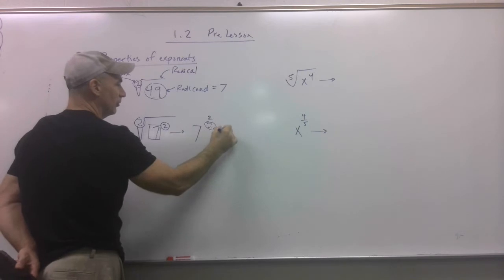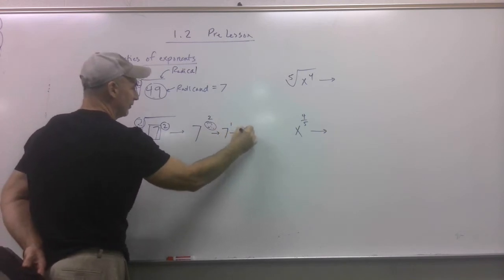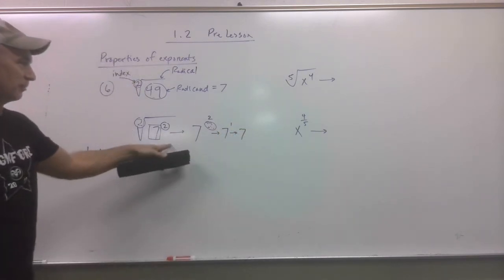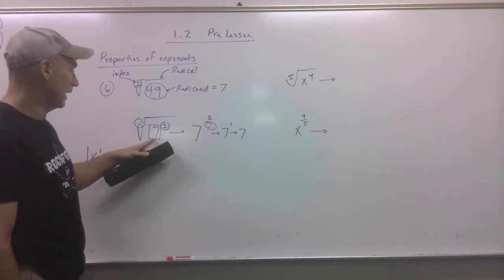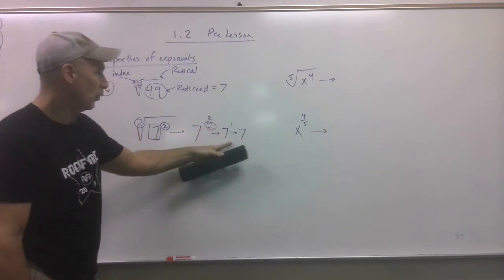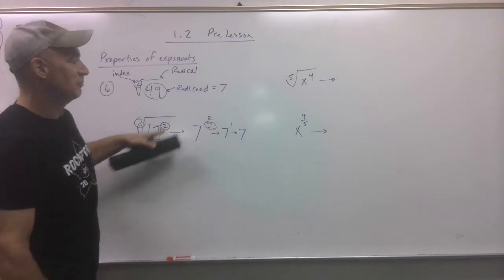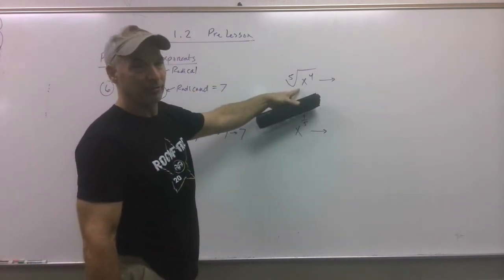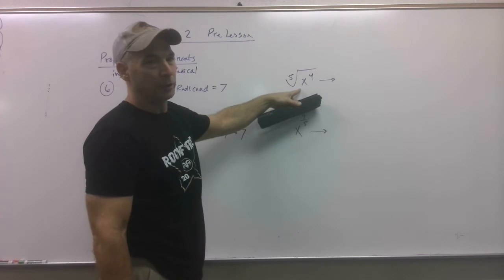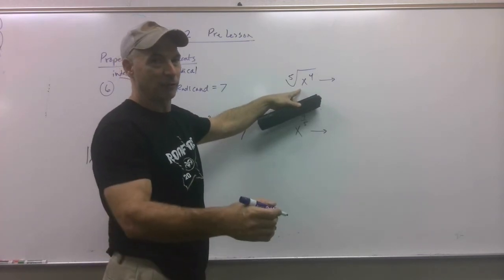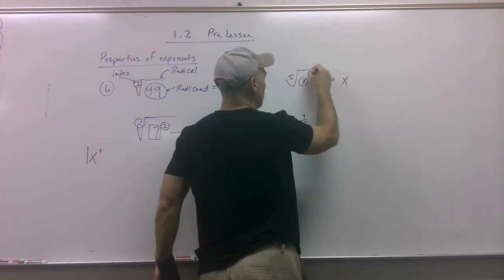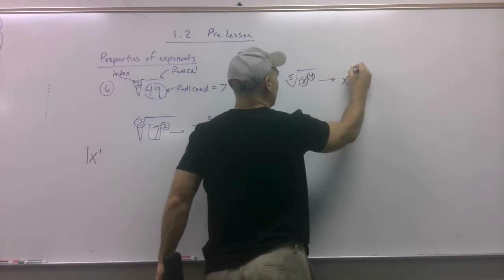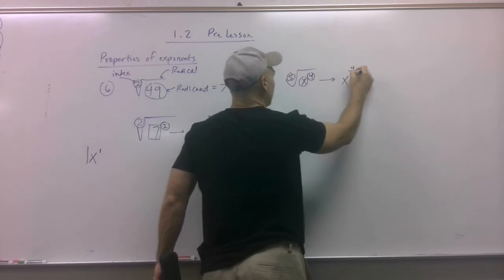So what does that reduce to? 7 to the first. What's that? 7. Now, is that the way I would do this problem? Not in a million years. I would go 7 squared is 49, the square root of 49 is 7. So why am I showing you this? Because of these. So this is called radical form. They're going to want you to write it in exponential form. So you take the radicand, slide it over, power of the radicand, numerator, index, denominator.